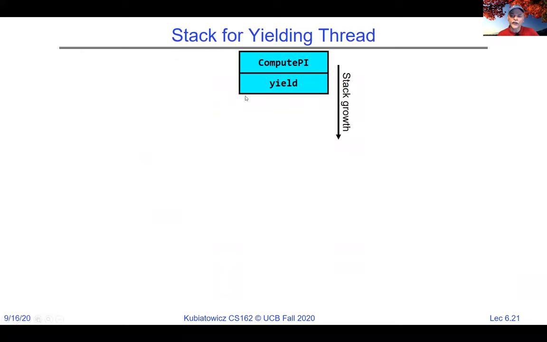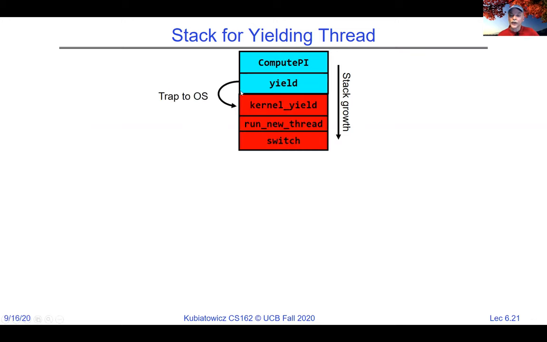In this instance, blue is going to be the user code. So we have the compute pi stack frame, and we have yield. Yield is going to execute a system call, which means that we transition into the kernel. And at that point, we actually change stacks. While we have the user stack in the blue area, we end up in a kernel stack in the red area. There's a one-to-one correspondence between a user-level stack and a kernel-level stack. Okay, so we execute yield, which is then going to execute run new thread, which is going to execute a switch operation. We're going to go through several levels here, where yield calls run new thread, saying I've got to pick a new thread, which is going to call switch. And we're going to find out what switch is about.